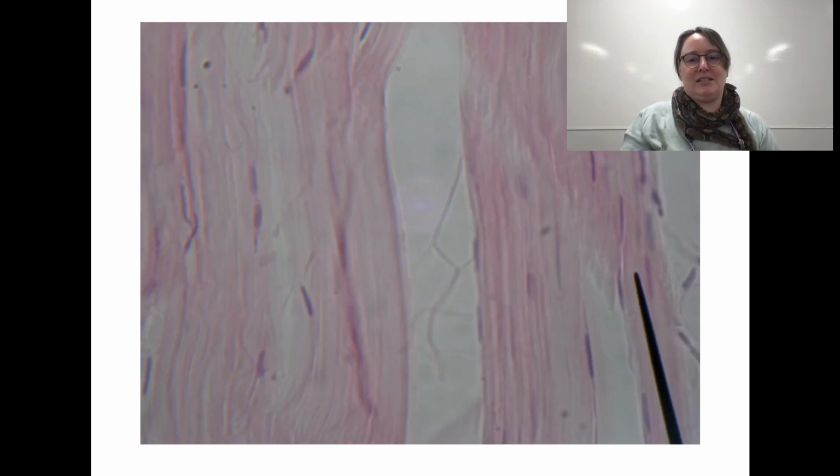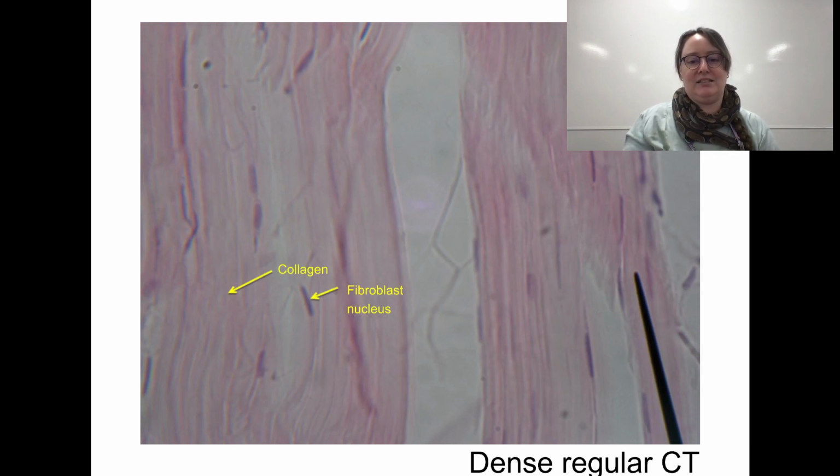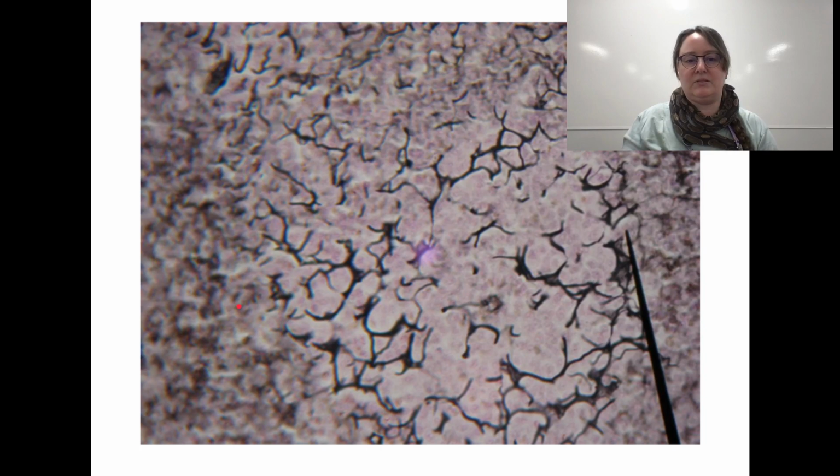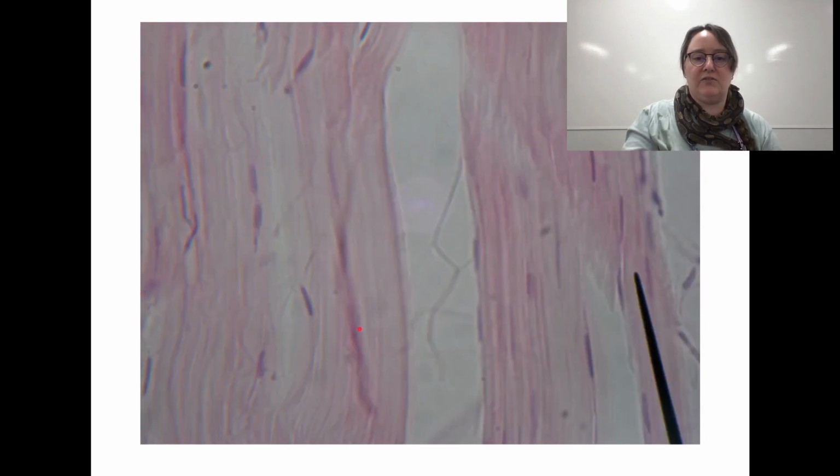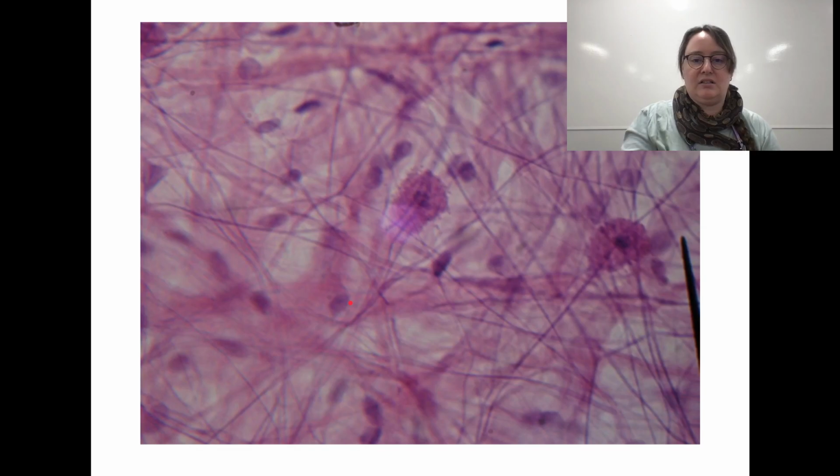All right, what do you think this is? Are you ready? It's collagen. There you go. Dense regular. It's very thick together. Oh, what's this? It's not fat. It's reticular. And these are the reticular fibers. Notice how they look so very different from all these fibers here.